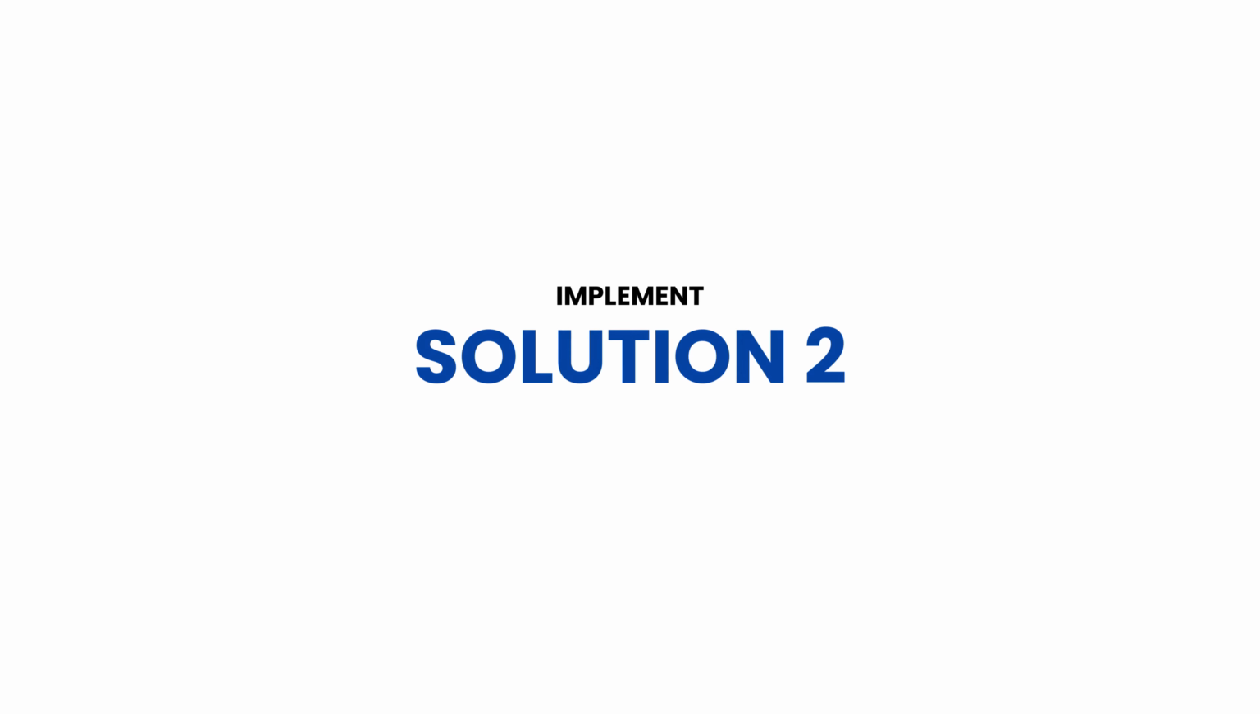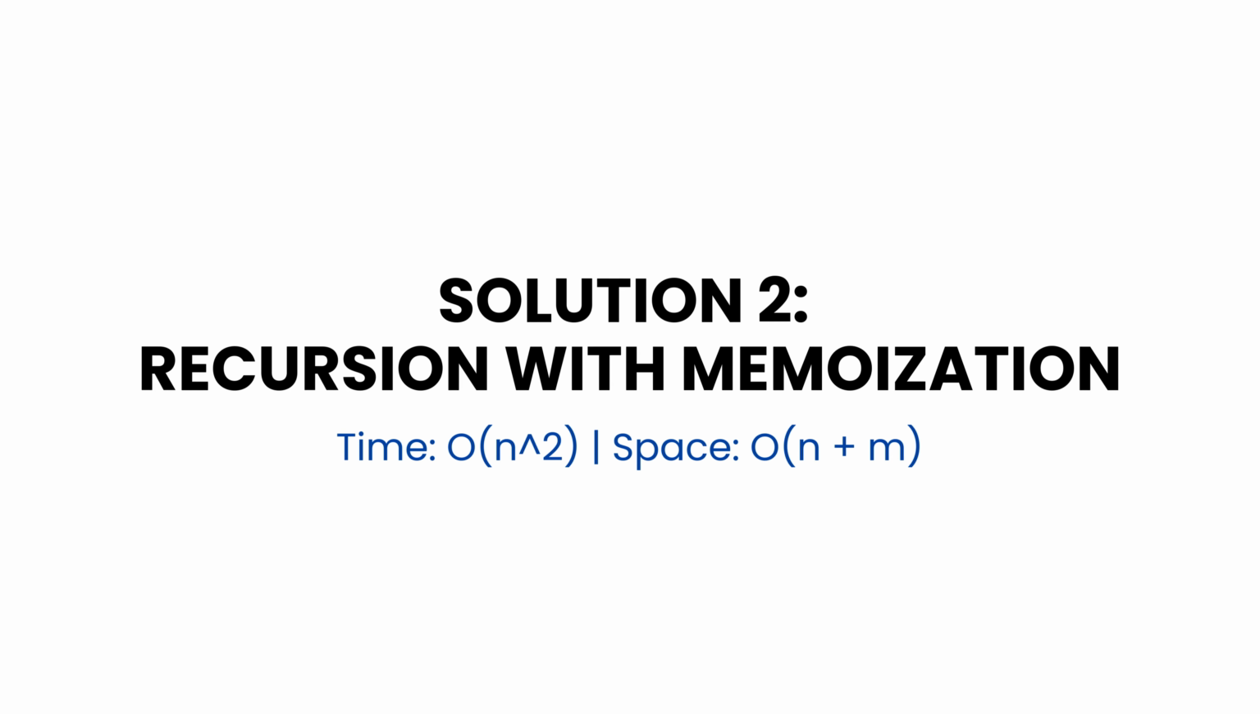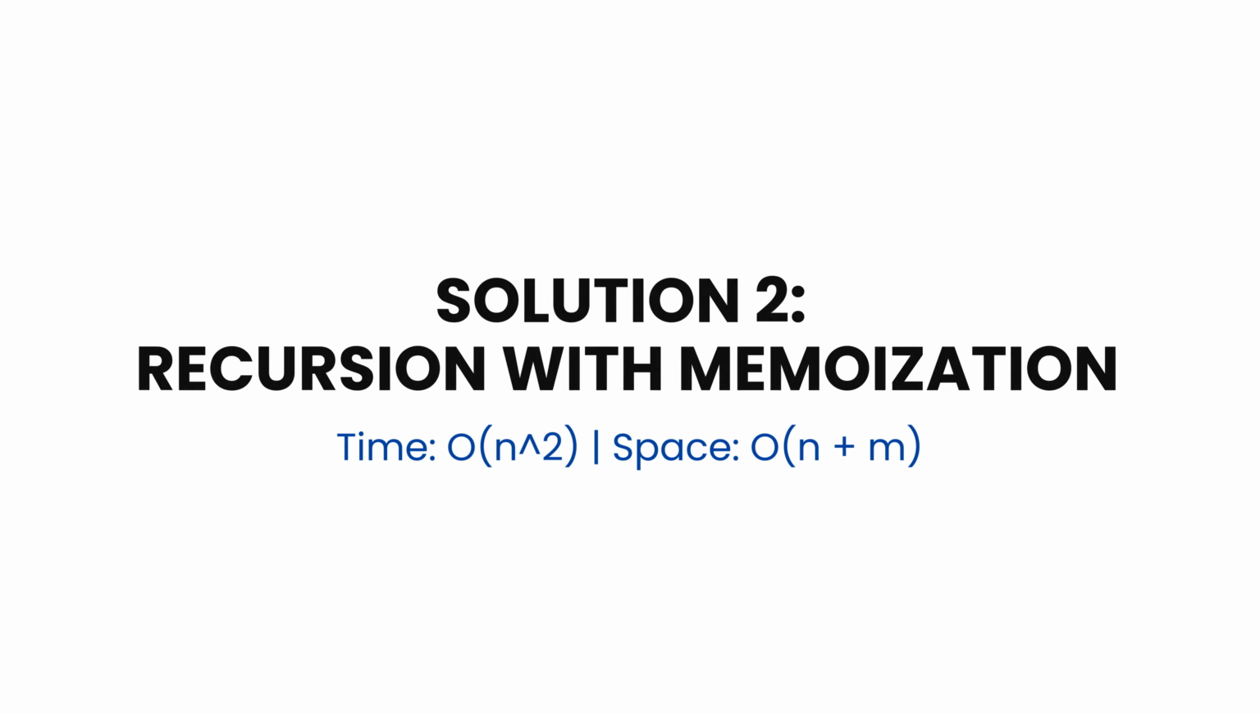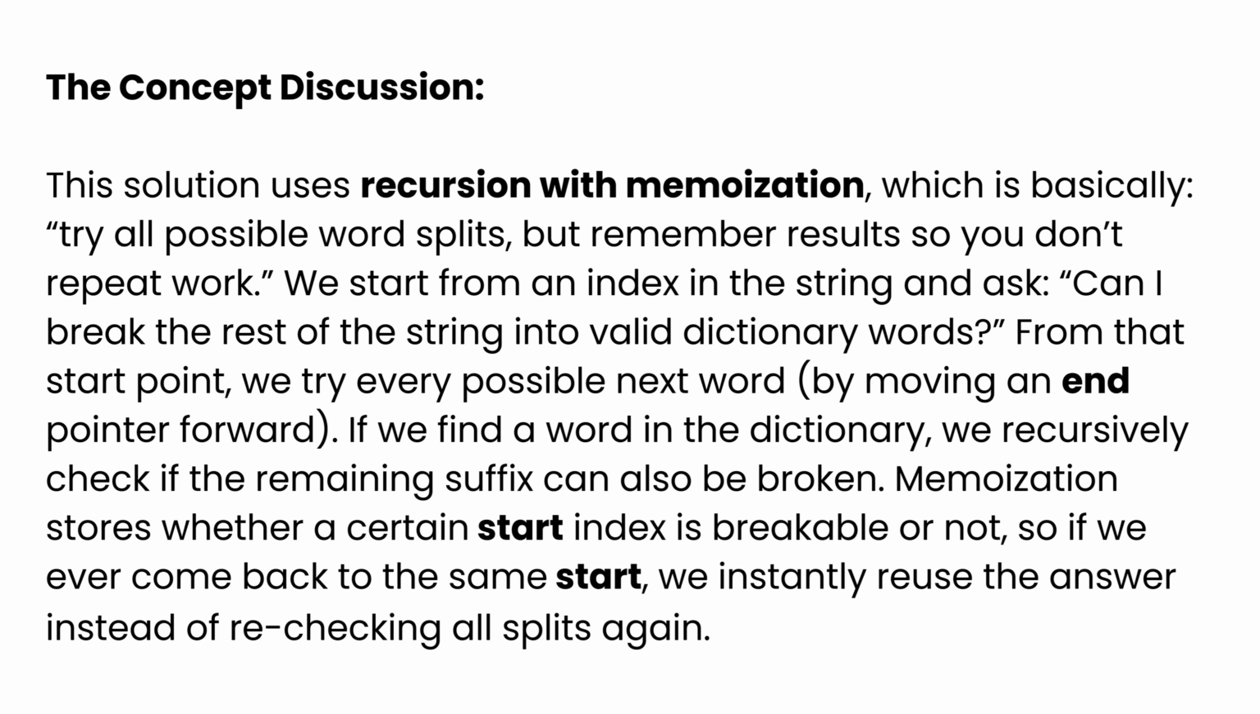Let's try to implement it using solution 2. Time complexity is O(n) squared. Space complexity is O(n) plus m. This solution uses recursion with memoization.